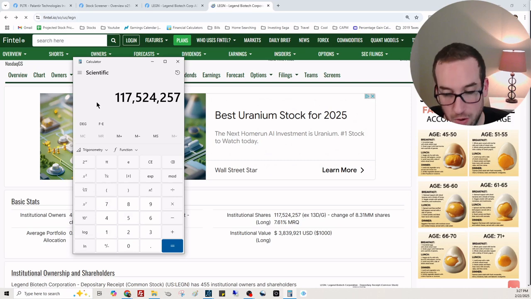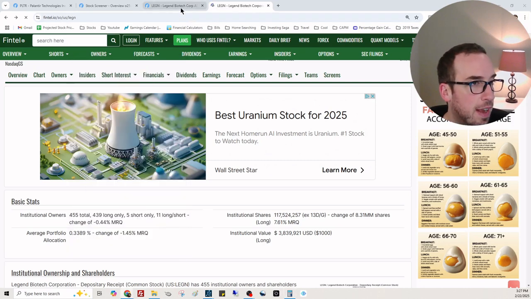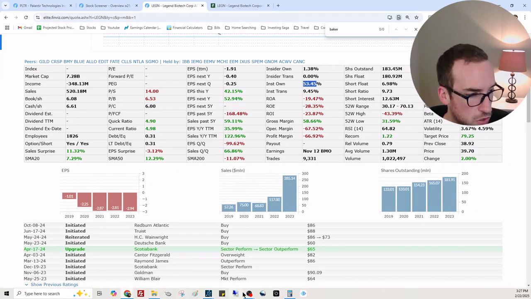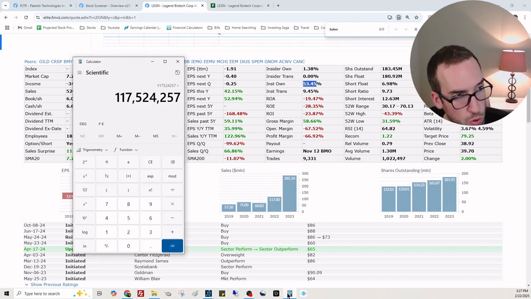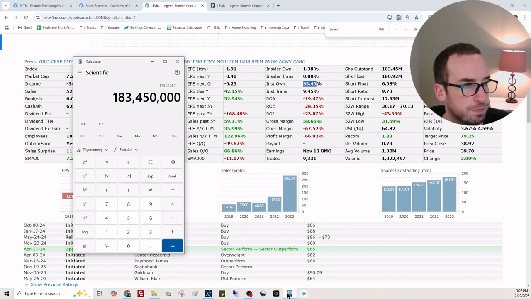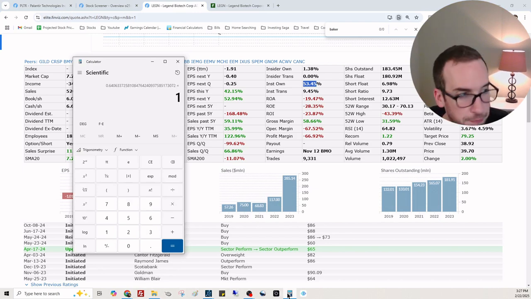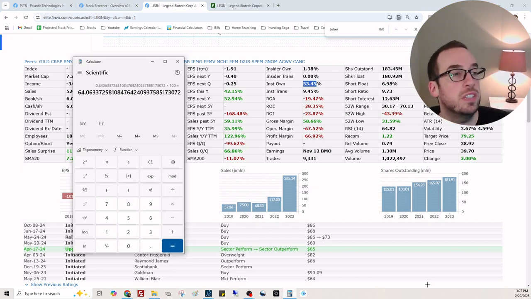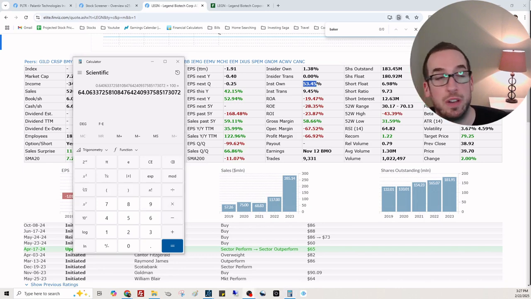117,524,257. We're going to divide that by 183,450,000 times 100. Institutions on 64.06%. Not bad. That is pretty much an 11% increase from today.